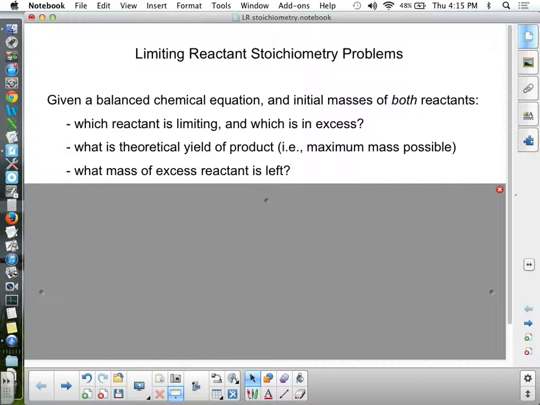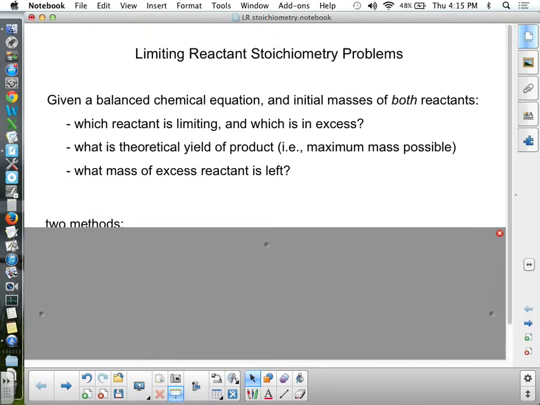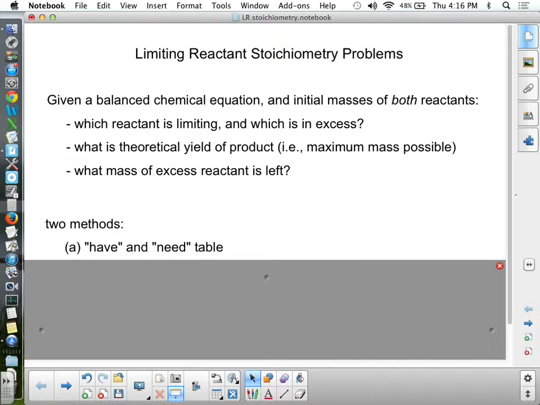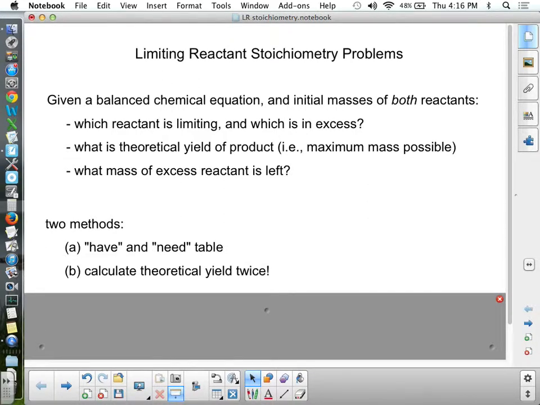I've taught you two ways to solve these problems. I call them the have and need table method and the calculate the theoretical yield twice method. So I'd like to go through a problem illustrating both of these two methods.